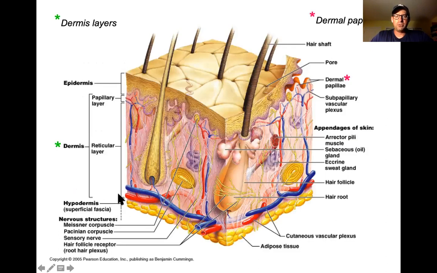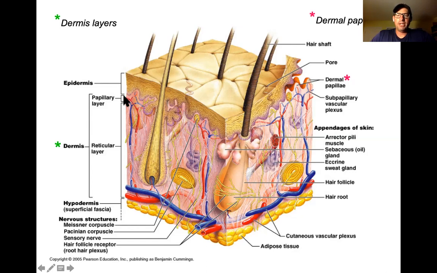This is a cross section through the skin. Up here is the epidermis. This middle section here is the dermis, and the uppermost layer is the papillary layer. This deeper layer is the reticular layer. And we can see a lot of the appendages of the skin. We can see hair follicles, sebaceous glands, sweat glands. We can see nerves. We can see the erector pili muscle, right? And we're going to talk about all those things, but those are all found within the dermis. We're going to talk about those with the next video here.